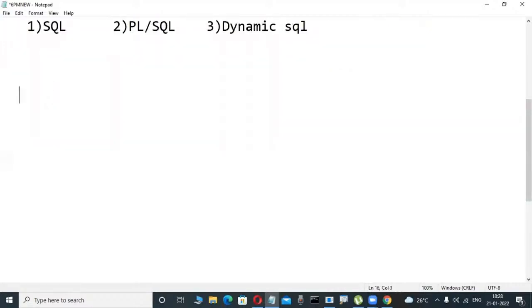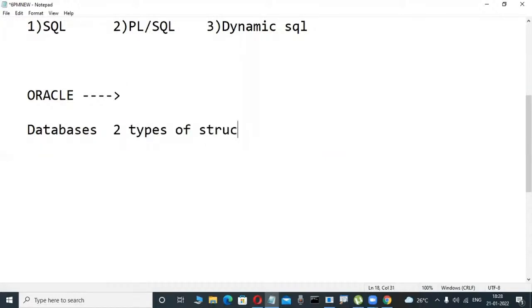Just observe it here. Actually, these relational databases are there: Oracle, SQL Server, DB2. These are relational databases, for example. But unfortunately, these databases have two types of structures. You must be familiar with them before we start our courses. Observe it here, two types of structures are there. Don't write it, just observe it here. Two types of structures.